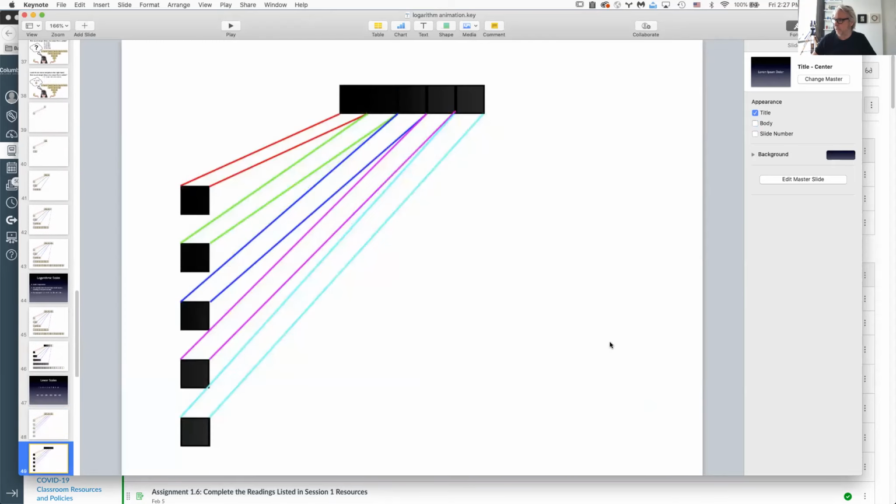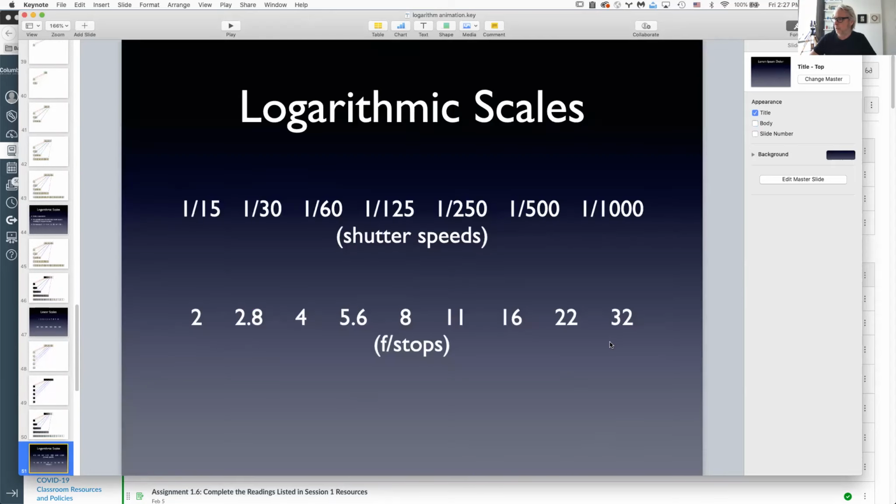This is a linear scale. Sorry. This is a logarithmic scale. Do these things down here on the bottom look familiar to anybody? What are they? Those are f-stops, but it's missing the 1.2. Well, you can go down forever. I'm kidding. Yeah, it's also missing.